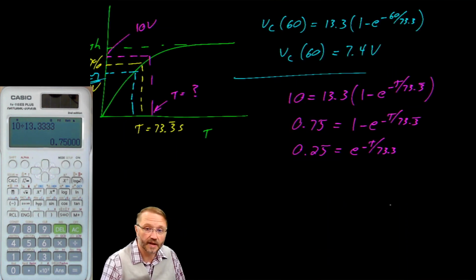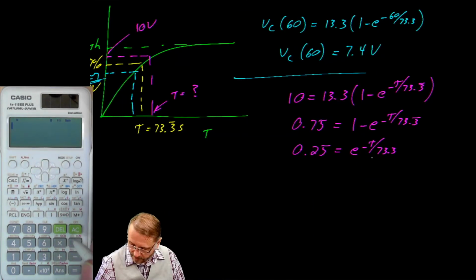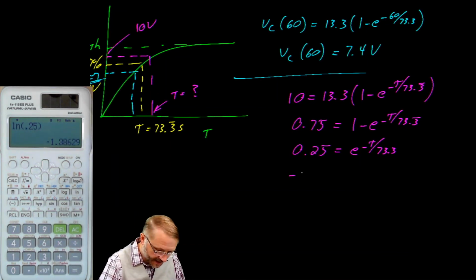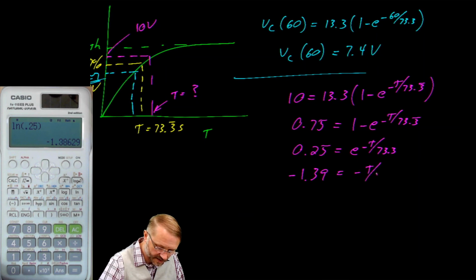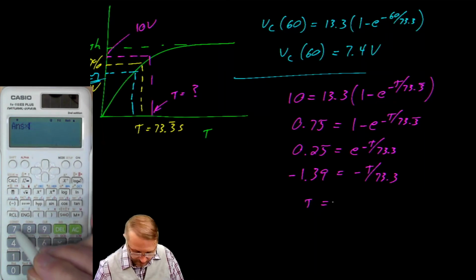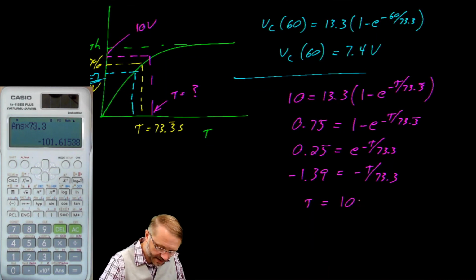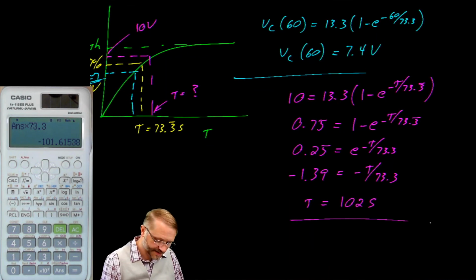And we take the logarithm of both sides to break this piece out of jail. The natural logarithm of 0.25 gives us negative 1.39, which is equal to negative t over 73.3. Therefore, t is equal to about 102 seconds.